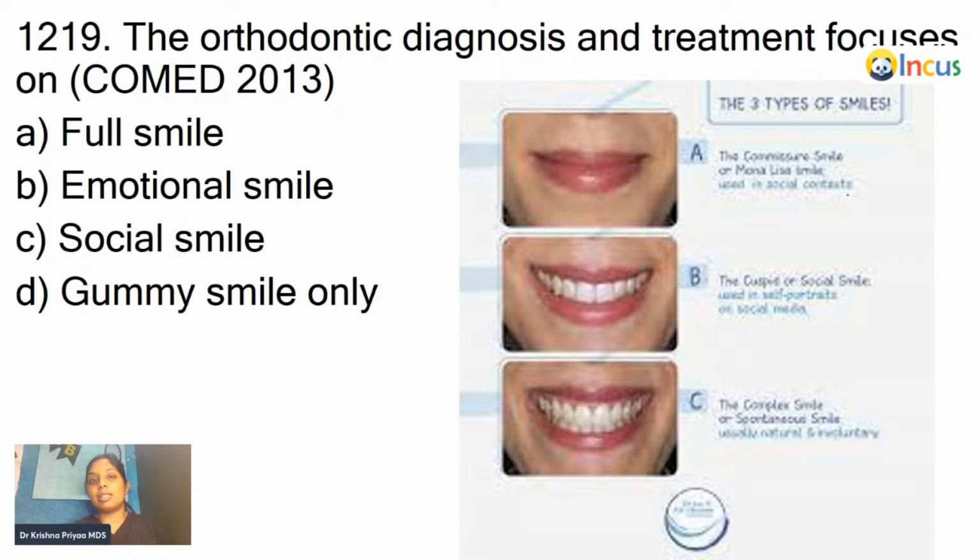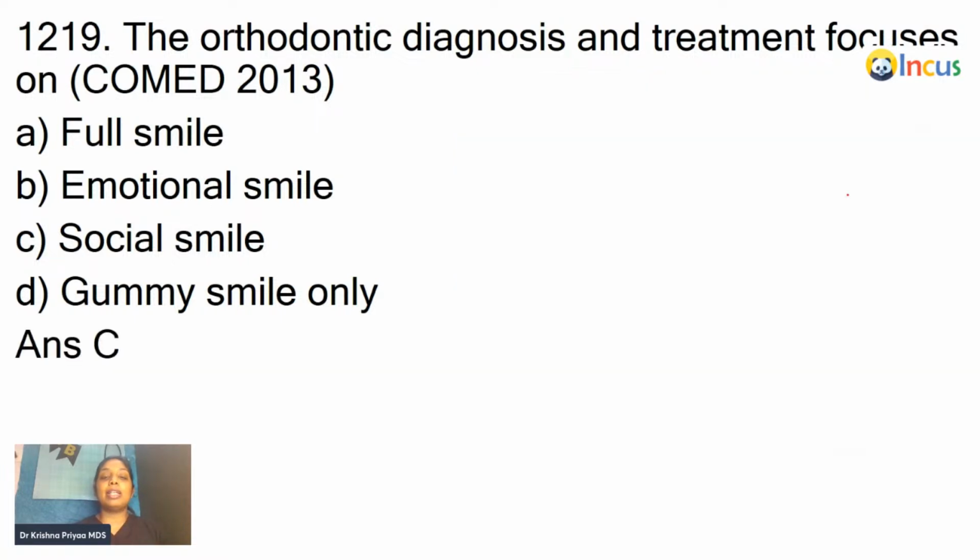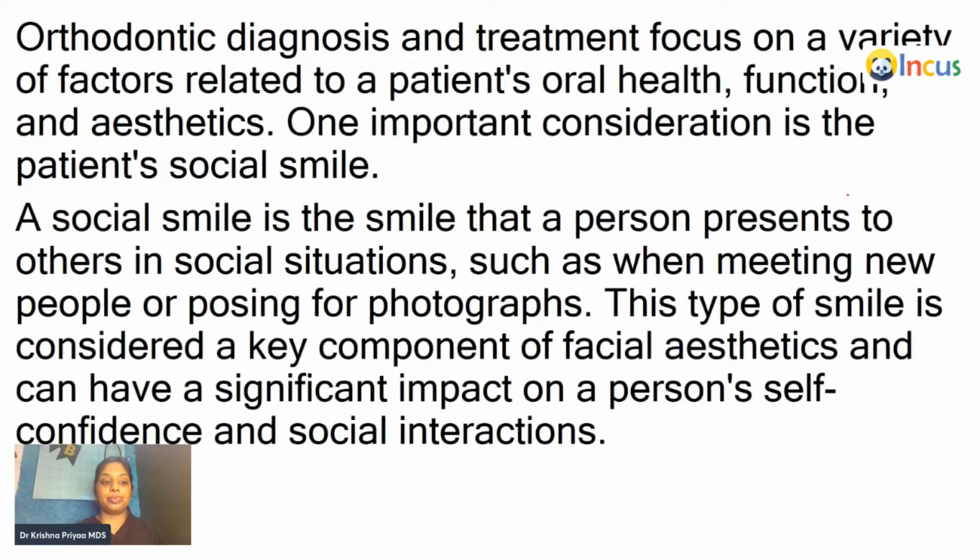The commissure or Mona Lisa smile is very easy to identify because no teeth will be shown there. So with these three patterns as an identification mark, the orthodontic diagnosis and the treatment plan focuses on the social smile because that is the most reproducible smile by the patient. So we focus on that smile to do an orthodontic treatment plan.